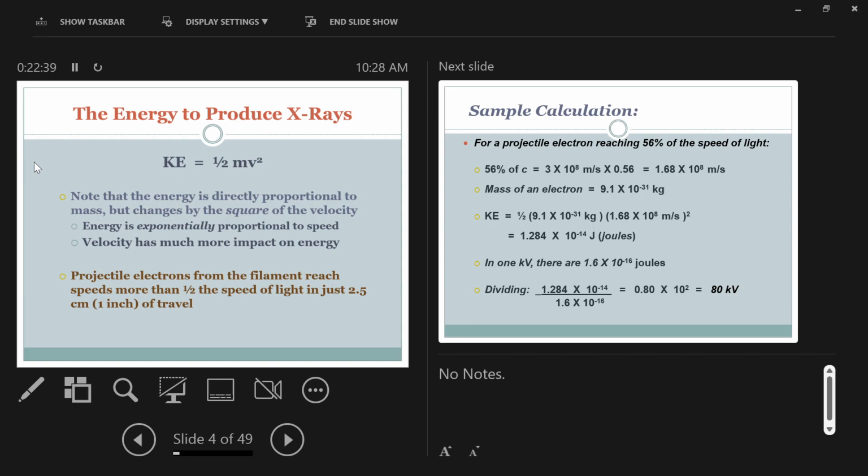This stuff is fun for me, by the way. All right, so let's just do two of these. It's not that hard. So what's our formula? Kinetic energy, 1/2 mv squared. Okay, so let's do number one.